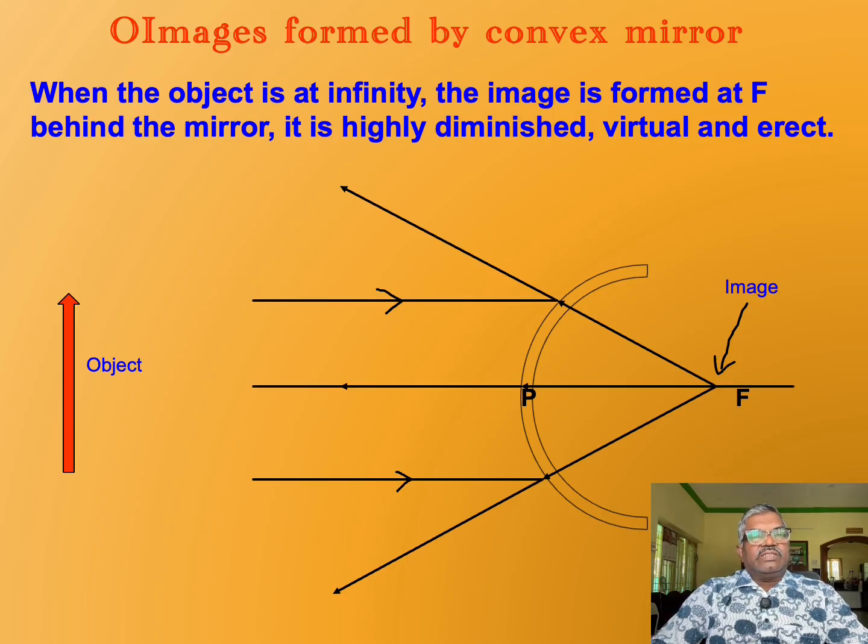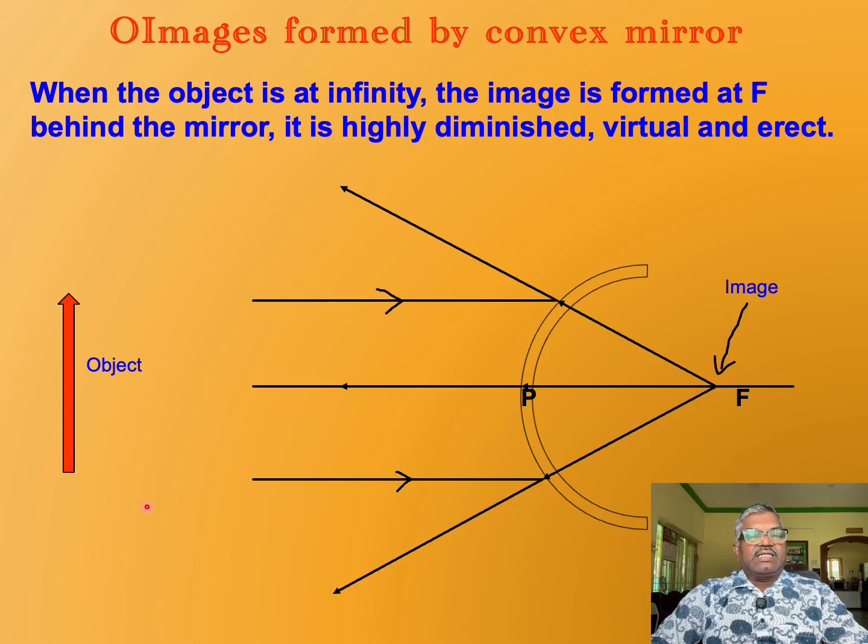Now, the image formed by a convex mirror. Obviously a convex mirror always forms a virtual image. Why is it a virtual image? Because the center of curvature is behind the mirror. In this case there are two positions you can see. One is when the object is at infinity. Here you can see the object.